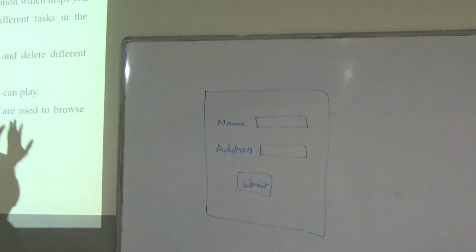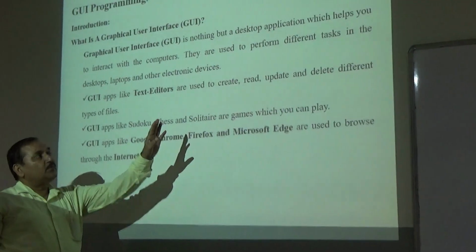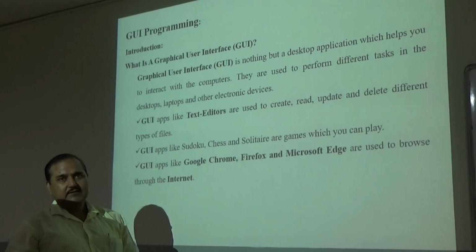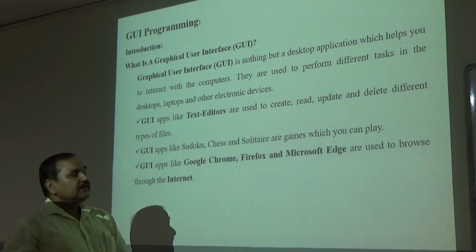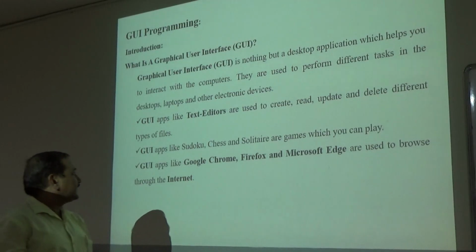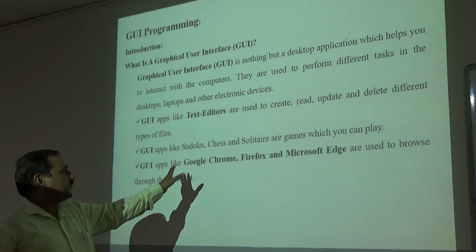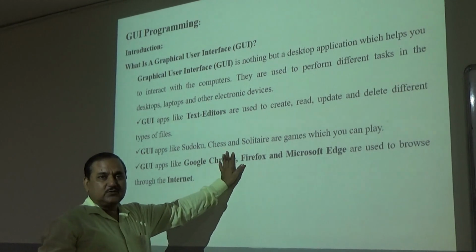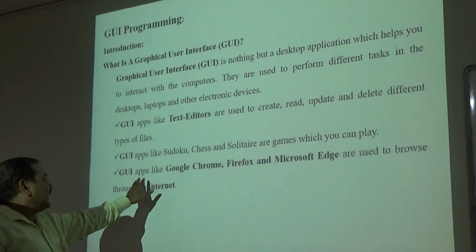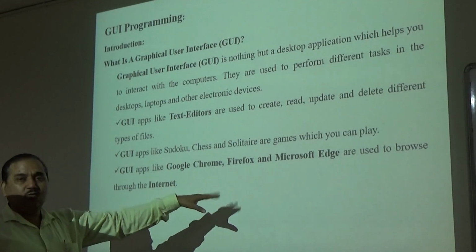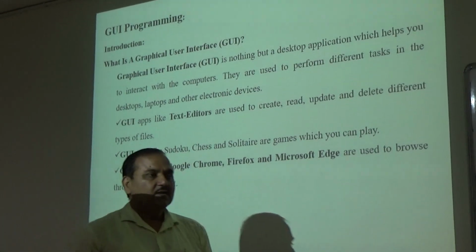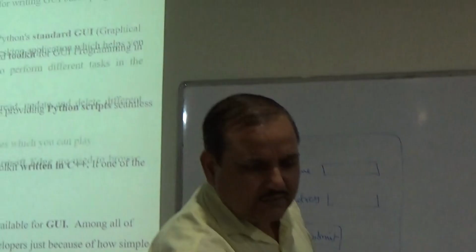Graphical user interfaces are used to perform different tasks on desktops, laptops and other electronic devices. Okay. GUI apps like text editors are used to create, read, update and delete different types of files. GUI applications also include chess, which is a GUI based annotator, and games which we can play. Similarly, GUI apps like Google Chrome, Firefox, Microsoft Edge are used to browse the internet. So this is the basics of graphical user interface.